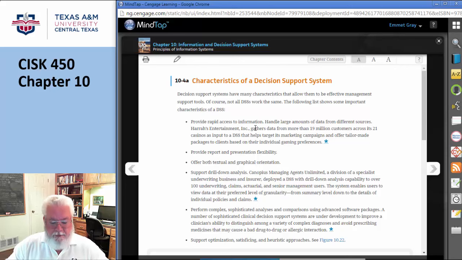Okay. So here's some cool characteristics they talk about. So one is they provide rapid access to information. They handle huge amounts of data, and you'll be able to produce these things kind of rapidly. I can't wait is the whole point. Provides report and presentation flexibility. I need to be able to have it output what I want when I want it. Offers textual and graphical kind of views. Don't just give me numbers, show me on the screen, with a chart or maybe even a GIS system.